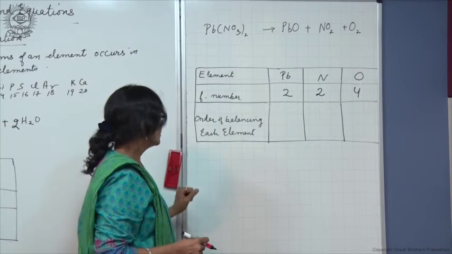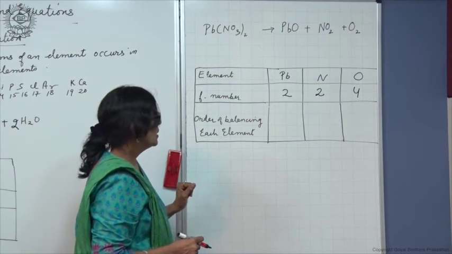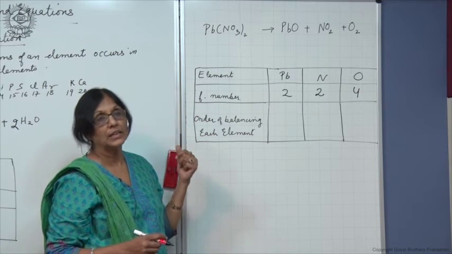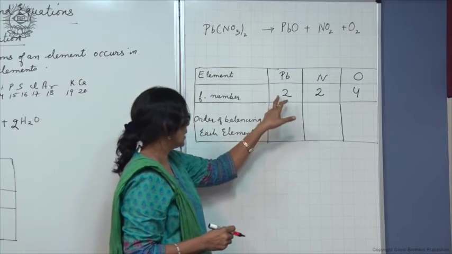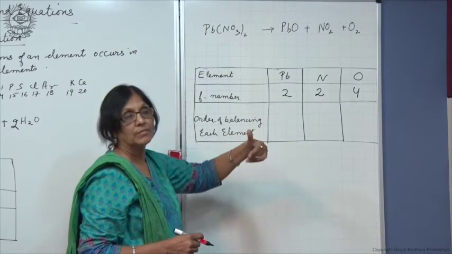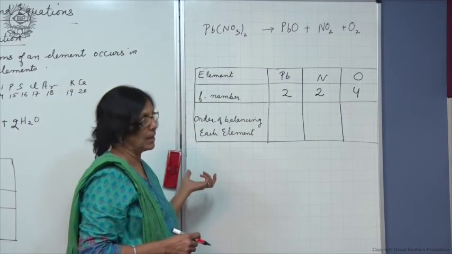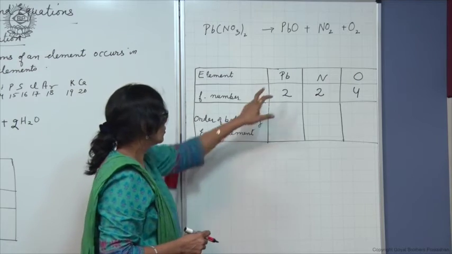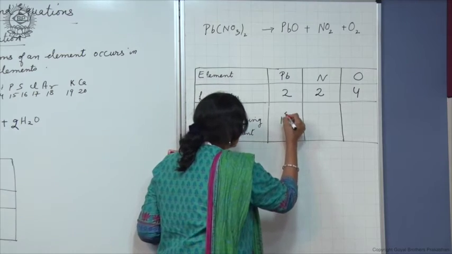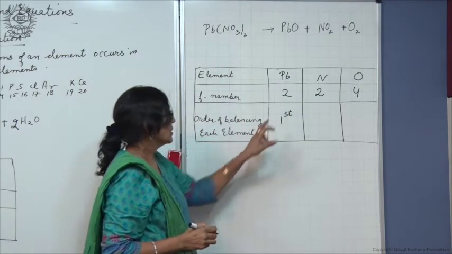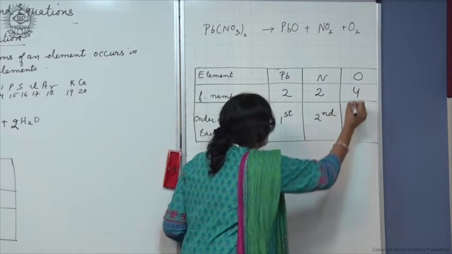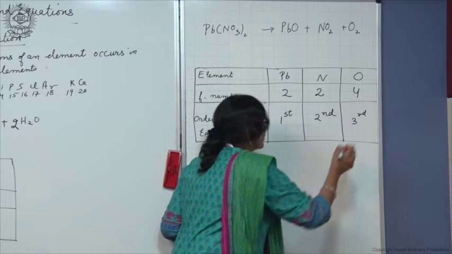Now, find out the order of balancing each element. As I told you, we have to start balancing with that element which has least frequency number. But here again 2 elements have the same frequency number, and balancing of metal has to be done first and balancing of non-metal will be done later. So, lead is a metal, nitrogen is a non-metal. So, here lead will be balanced first and nitrogen will be balanced second, and oxygen will be third in order.